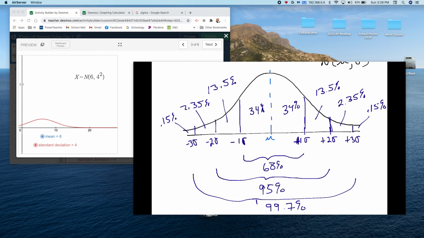So we'll talk about what this looks like in an example in just a second.